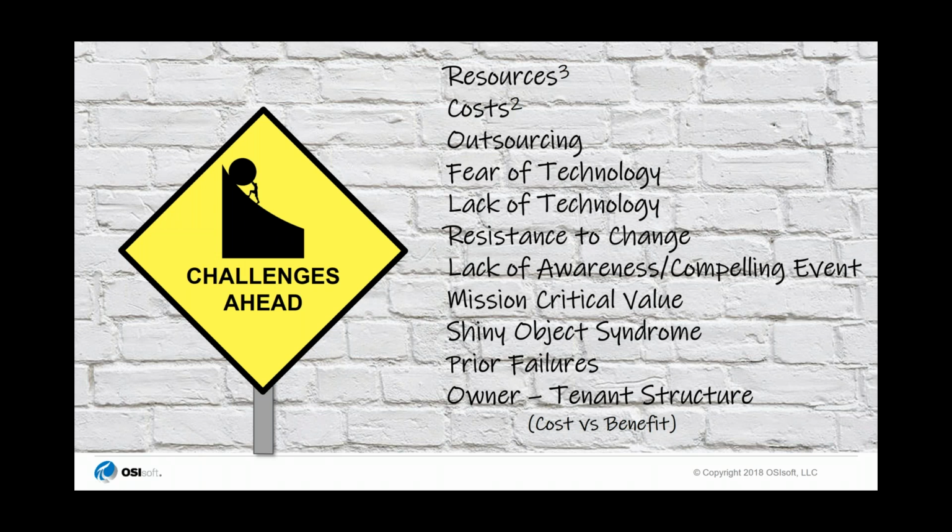So there are other ones. We have fears of technology, resistance to change, and organizations that fail to understand the mission critical value or nature of the facility to their operations. And we have owner-tenant structure issues, right? If the owner pays for the cost of an inefficiency, but the tenant gets the benefit, we have to find ways to overcome these challenges because it has a better implication for all of those involved.